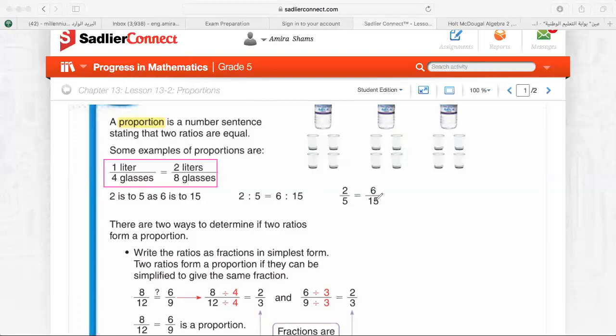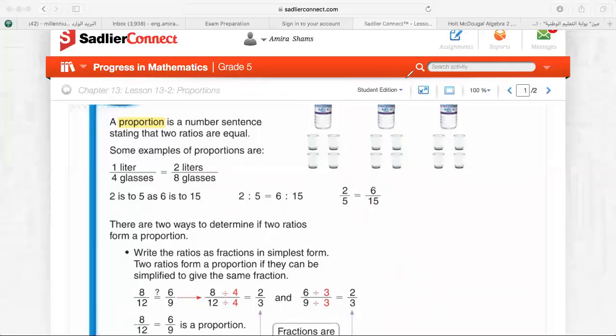5 is now greater. What happened to 5? We multiplied by 3. What I did to the denominator, I must do for the numerator. Multiply by 3, so I got 6. I can also start from the opposite. What happened to 2? 2 is now 6, so 2 is now greater. It is multiplied by 3. So in the denominator, 5 multiplied by 3 equals 15.